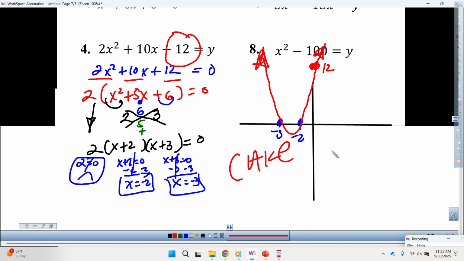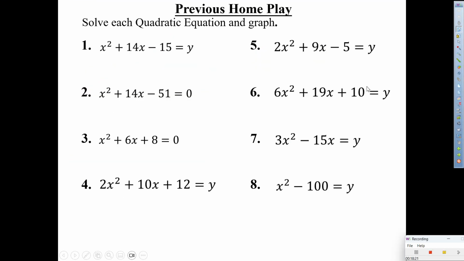Cake. Or should I say Squeezy. All right, we good? Yes, Mr. Q. All right.